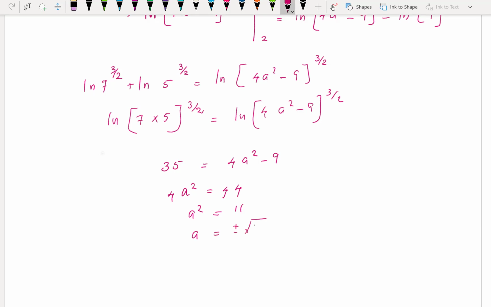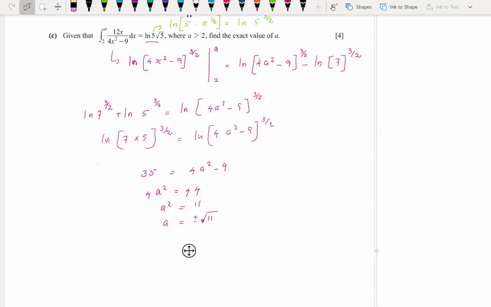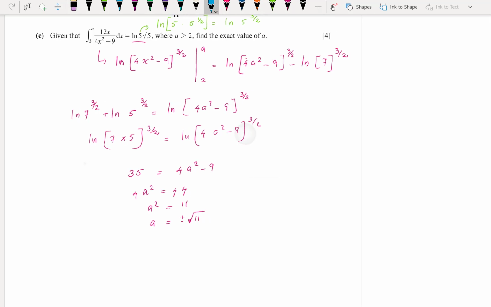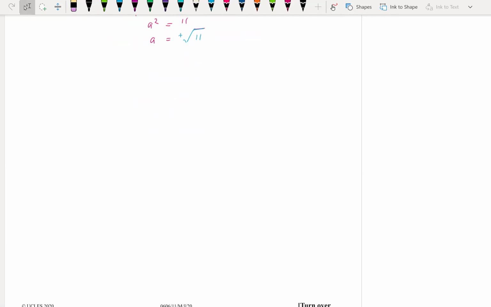Now in this kind of cases, Amrita, before we conclude this, we may need to check in the question if there is any condition given. Yes, it's given. What is the condition given, Amrita? a is greater than 2, so it can't be negative. Exactly, a is greater than 2, so we don't need to consider the negative value, so it's only plus root 11. So keep that in mind. Okay, we are done with that question, Amrita. Let's continue to the next one. Okay.